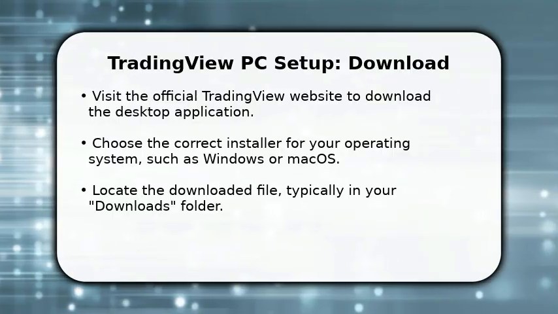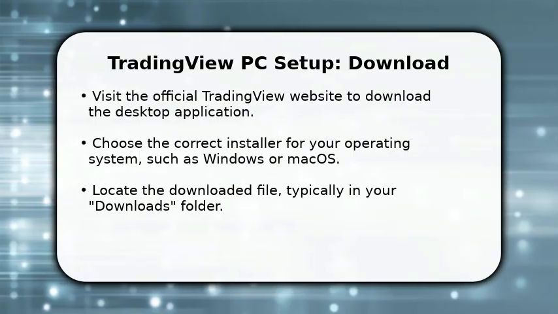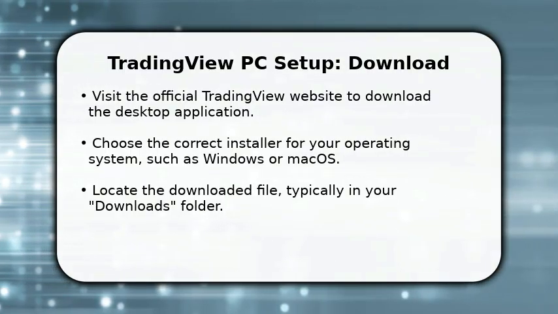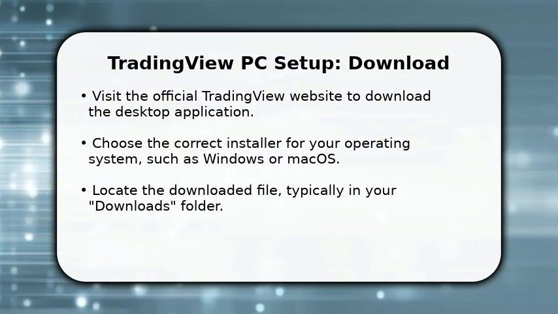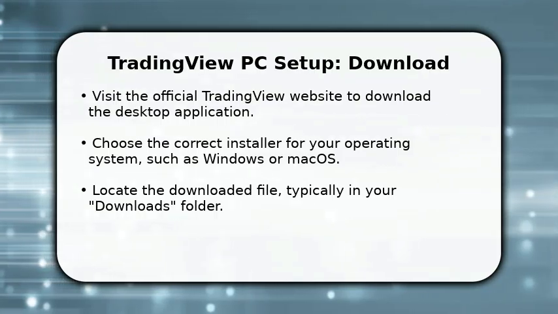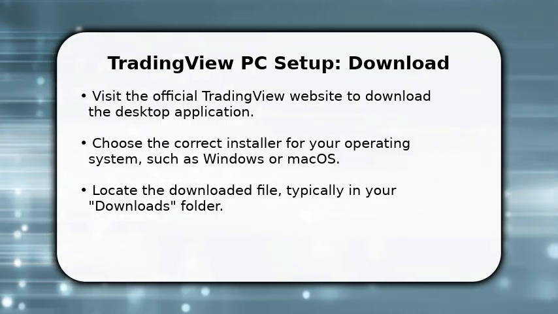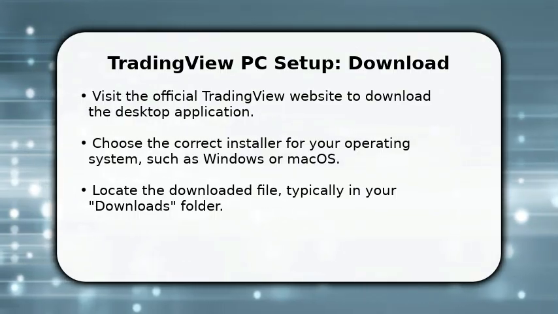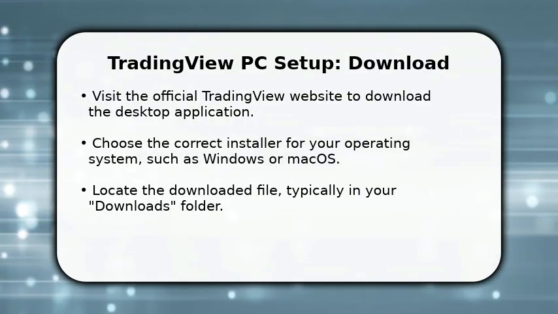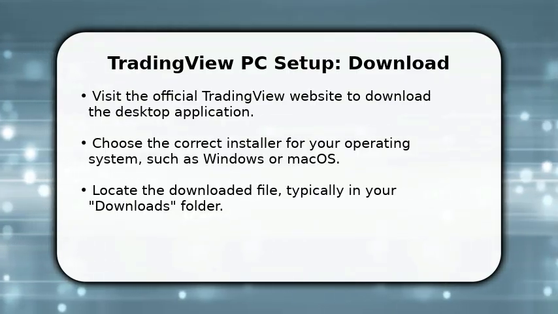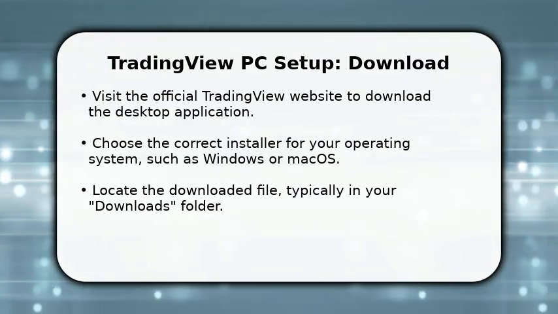In this video, I will show you how to set up TradingView on your PC. First, navigate to the official TradingView website. Look for the desktop application download link, which is usually prominent on the home page. Select the installer compatible with your operating system, whether it's Windows, Mac OS, or Linux. Once downloaded, you'll find the file in your designated Downloads folder, ready for the next step.